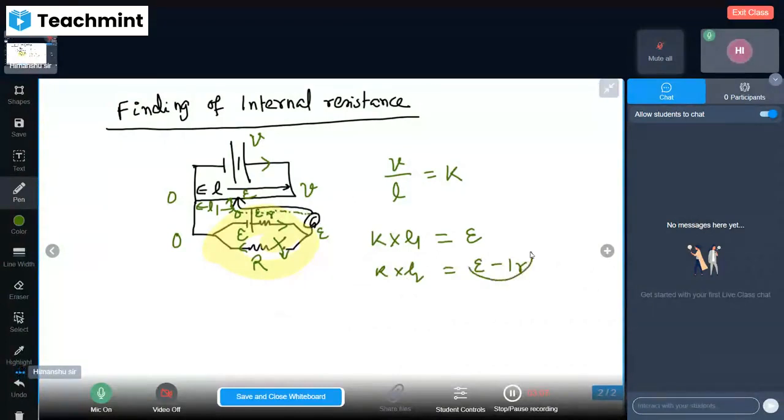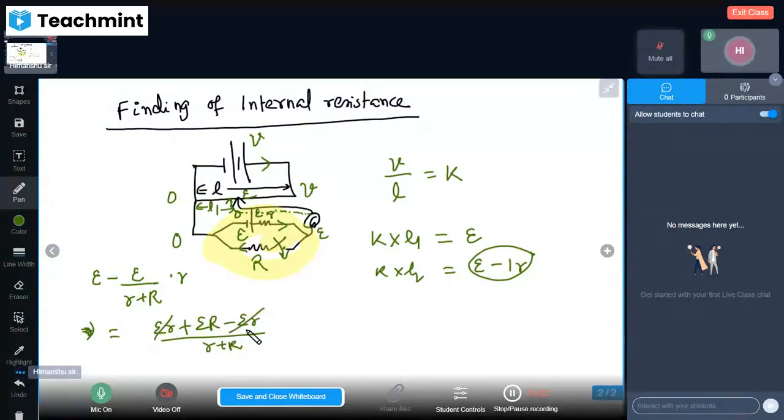So here we have to calculate this part. EMF minus Ir, where I is the current. The current I will be EMF by total resistance, EMF by R plus r. So solving it, epsilon R plus epsilon r minus epsilon r by R plus r. So this cancels out, and the net is epsilon R upon R plus r.